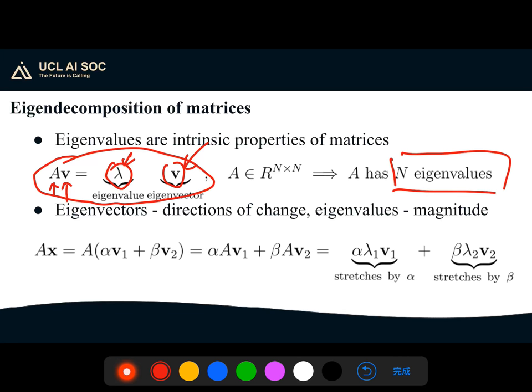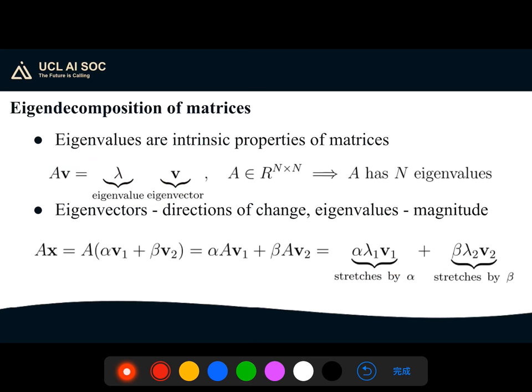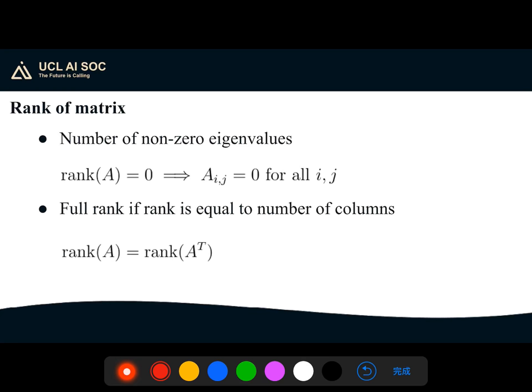And this is one of the most important properties of eigenvalues and eigenvectors. So I just want to skip this part. And then I will introduce the rank of a matrix. What is the rank of a matrix? That is actually the number of non-zero eigenvalues. That is called the rank of a matrix. Okay. So in particular, for a matrix containing only zeros, the rank should be zero as well because the eigenvalues are all zero here, okay? But for full rank, we define it like this.